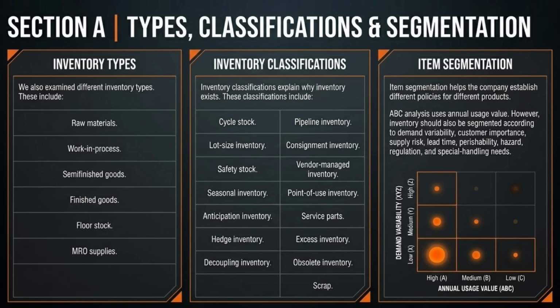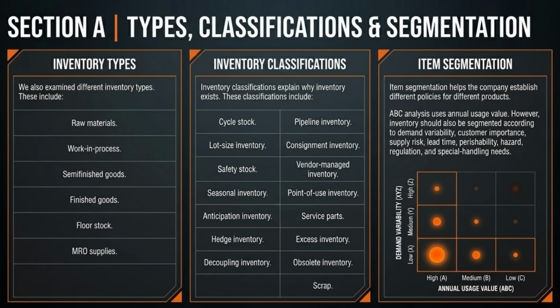We also examined different inventory types. These include raw materials, work in process, semi-finished goods, finished goods, floor stock, MRO supplies. Inventory classifications explain why inventory exists. These classifications include cycle stock, lot size inventory, safety stock, seasonal inventory, anticipation inventory, hedge inventory, decoupling inventory, pipeline inventory, consignment inventory, vendor-managed inventory, point-of-use inventory, service parts, excess inventory, obsolete inventory, scrap.